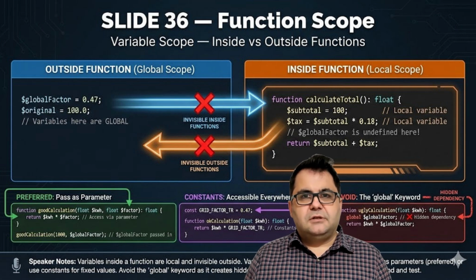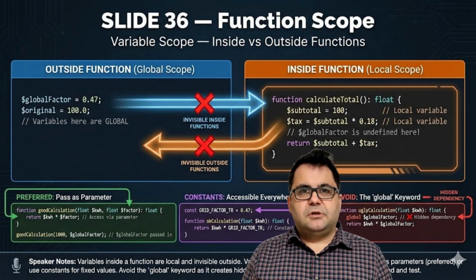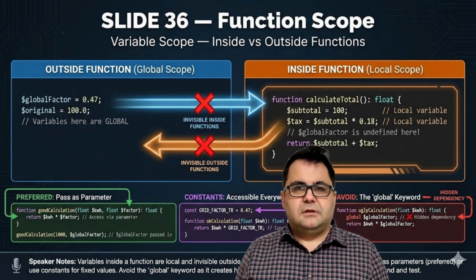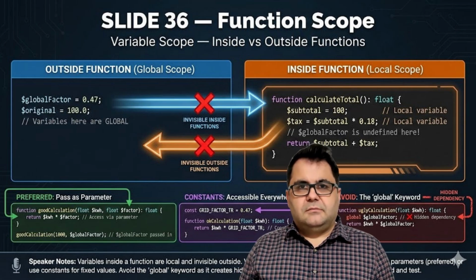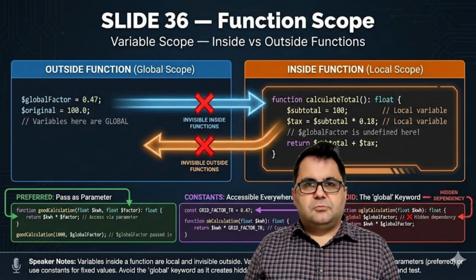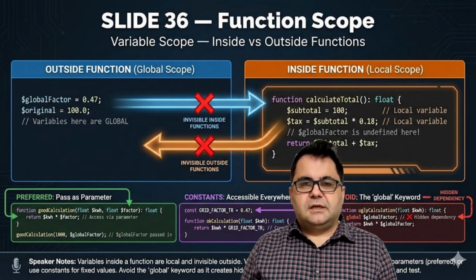Constants defined with const or define are the exception. They're accessible everywhere. For truly fixed values like GWP factors or grid emission factors that never change during execution, constants are appropriate. The global keyword exists but should be avoided. It creates hidden dependencies that make code hard to understand and test.